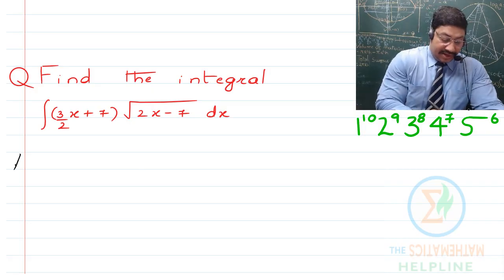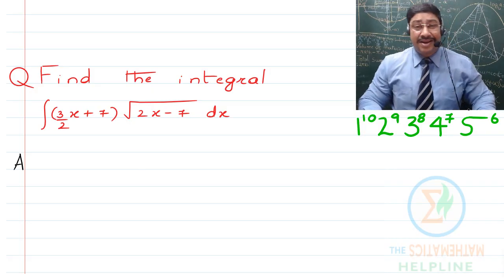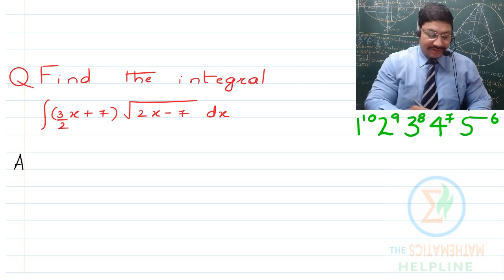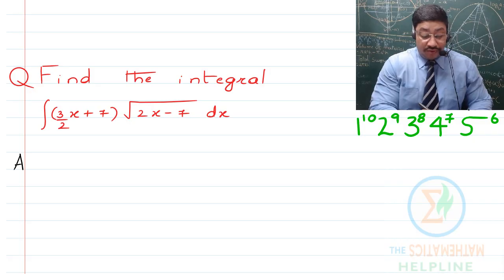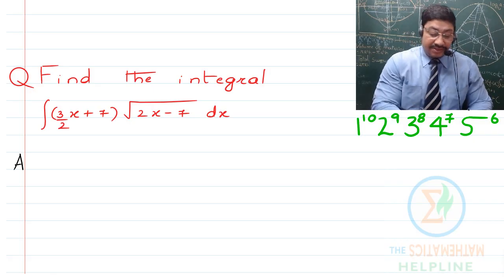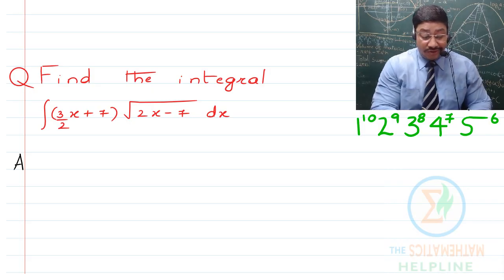So first thing that I'm going to do is I'm going to write the capital A, which actually represents answer to this question. Okay, now like I told you, we've got to develop the algebraic expression which is within the surd, and you see that that is 2x minus 7. That's definitely not 3x upon 2, right?